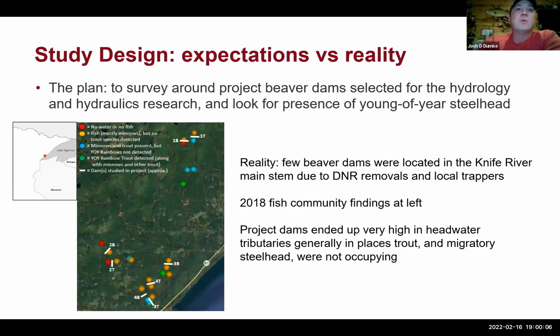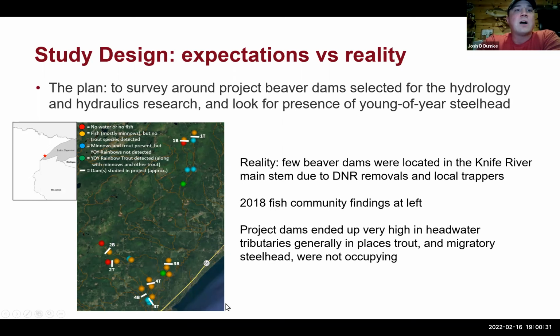But in reality, we found out that few of the beaver dams in the Knife River were actually in trout water. As Karen had mentioned before, we were working in far upstream reaches and many of them were not trout water. In 2018, we were doing surveys around the project dams, which on the little map are the white lines that's indicating the approximate dam locations.